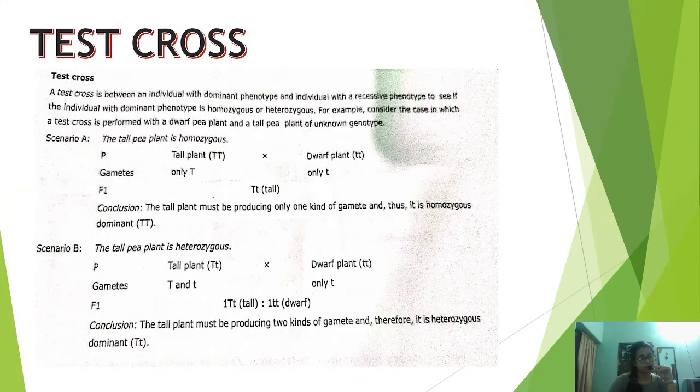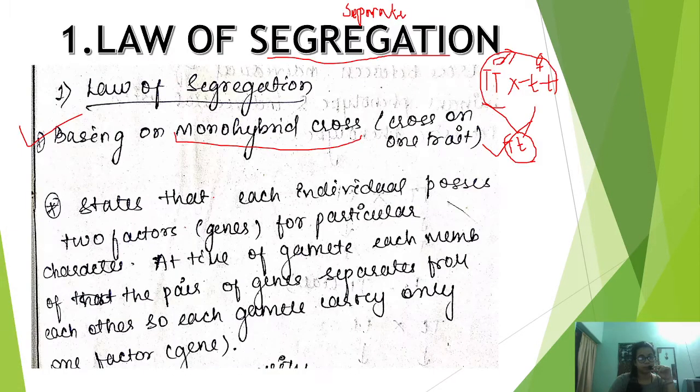When we make a cross between capital T and small t, we get a tall plant, because we know that capital T, that is tall, is dominant over dwarf. This is known as the F1 generation. Next, in the F1 generation, he made a cross again, this hybrid cross, capital T small t with capital T small t. He found that the gametes again carried one factor each, capital T or small t.